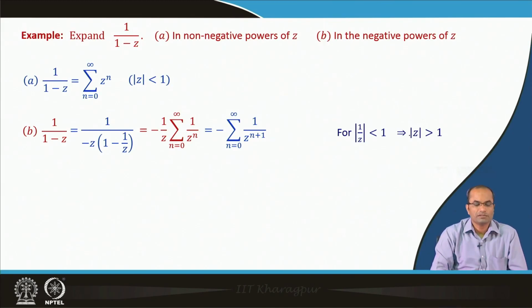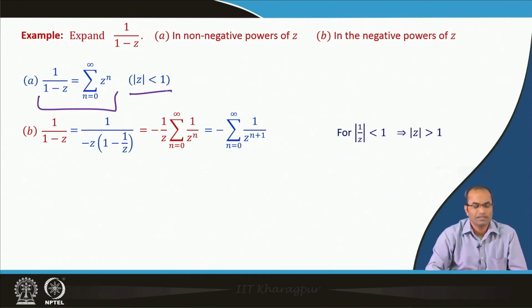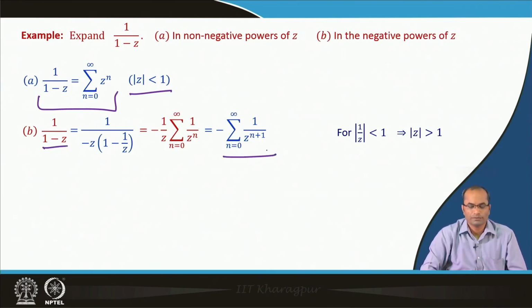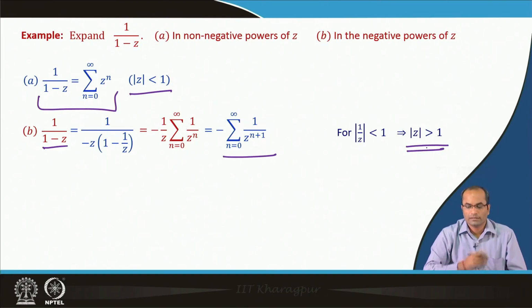So, we have two expansions for this 1 over 1 minus z: one which we have seen earlier, the so-called Taylor series expansion valid in mod z less than 1, and another one which has only the negative powers of z, and this expansion is valid for mod z greater than 1. So, with these two extreme expansions and one more example we will see now, we will be able to write down expansions for many other functions.